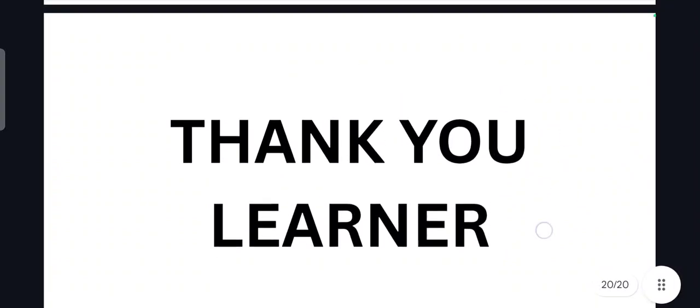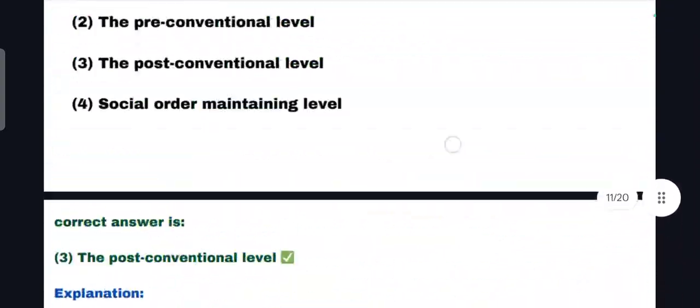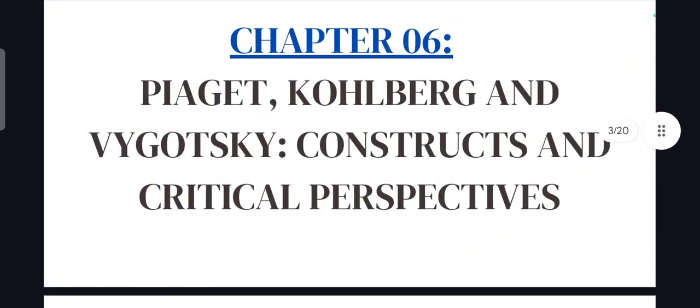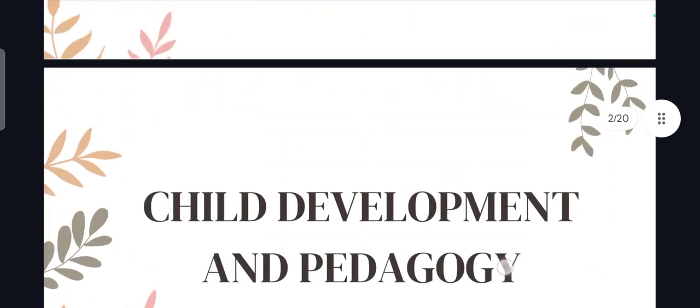So this is our session from chapter 6: Piaget, Kohlberg, and Vygotsky. These 3 theories are very important. We can expect questions from these theories, so you need to study these 3 psychological theories in a proper manner.